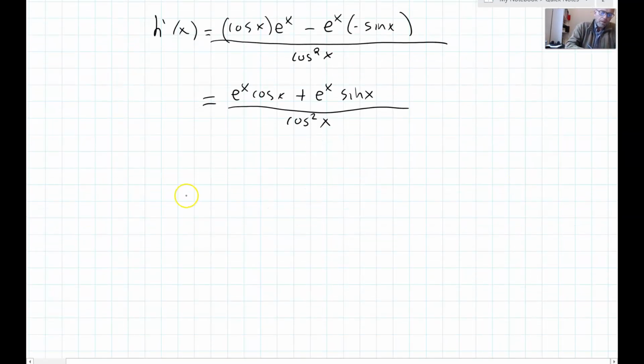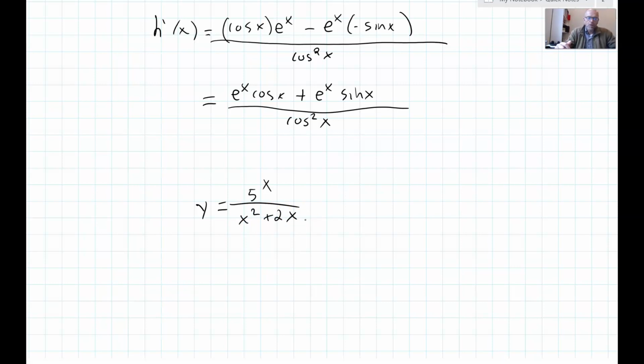Let's do another example. Let's say we have y is equal to 5 to the x, let's bring some of those more obscure ones in here, over, let's say, x squared plus 2x. Okay? So here's a good candidate for the quotient rule, because we have an expression on top of the fraction that involves an x, and an expression on the bottom involves an x, so I can use the quotient rule here.